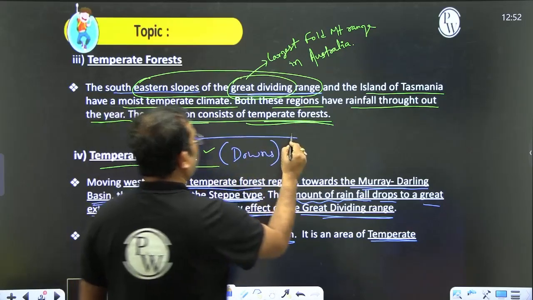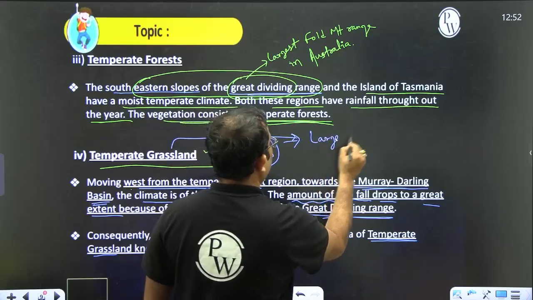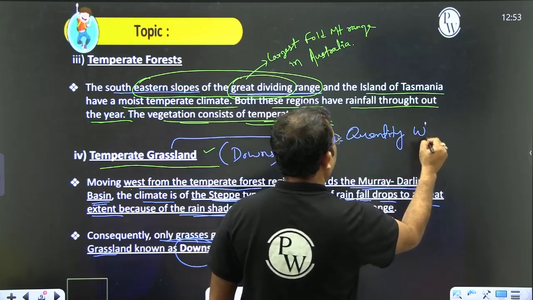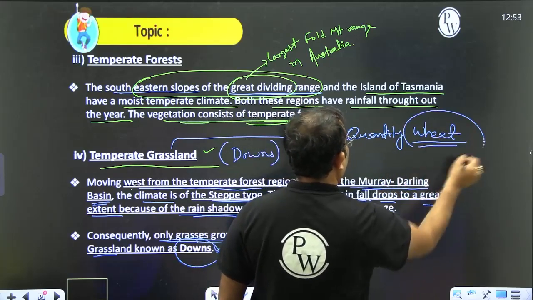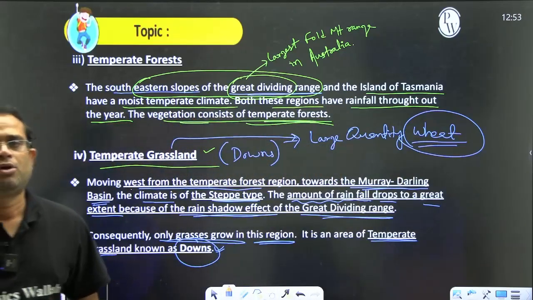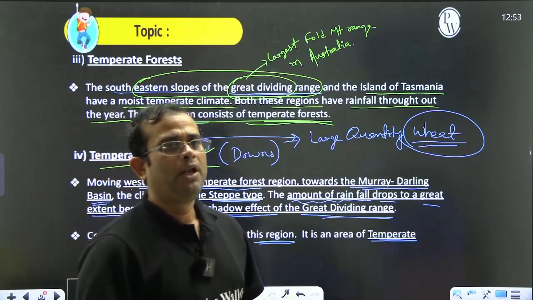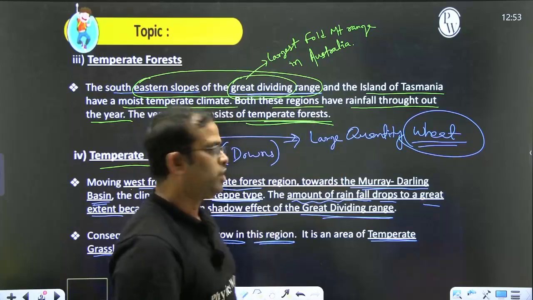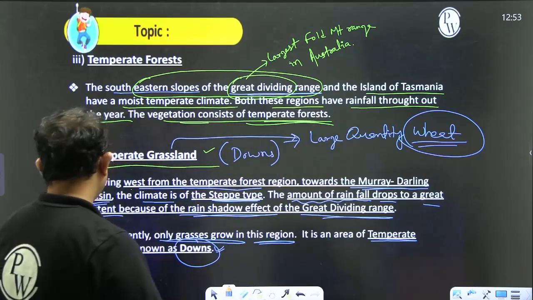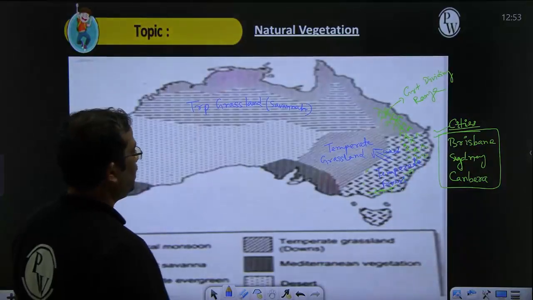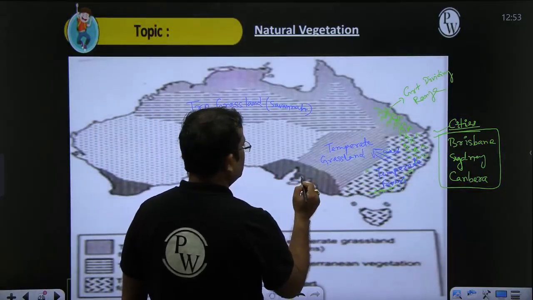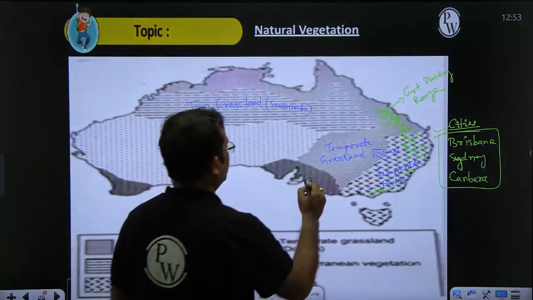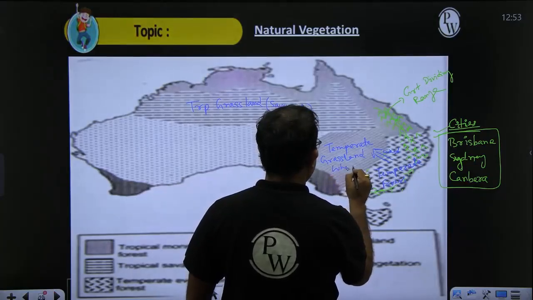Remember, this area produces a large quantity of wheat. Wheat farming is high. Australia is one of the leading producers of wheat in the world. This is known as your Downs particularly. This is the area of wheat production. So you can see here, temperate grassland, that is your wheat production here.